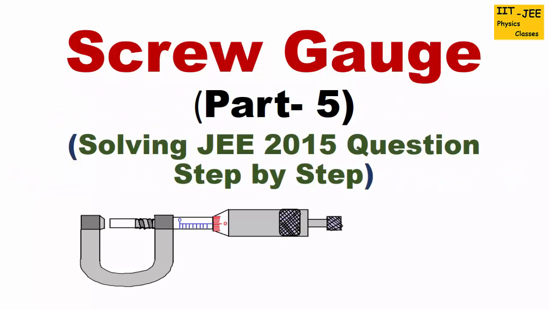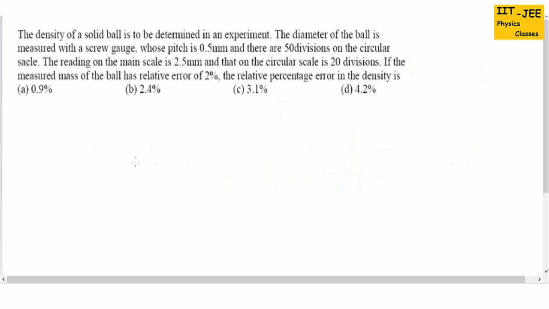Hello friends, in this video we will discuss a JEE question which came in 2015. This problem is based on screw gauge measurements and propagation of error. Here is the question. It says density of a solid ball is to be determined in an experiment and diameter of the ball is measured with a screw gauge.